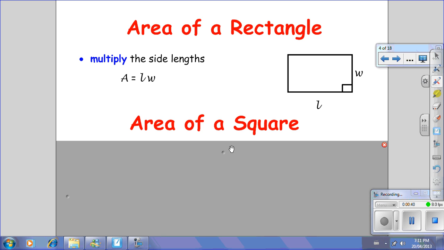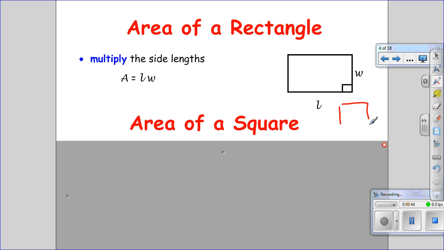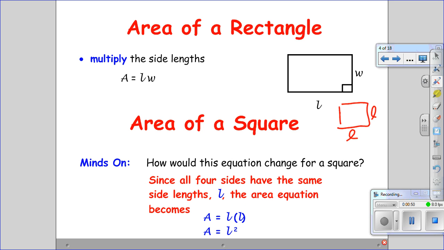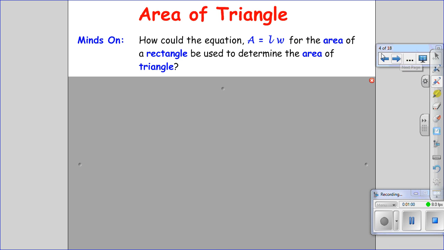Now, if we wanted to find the area of a square, we need to remember that a square is a special case of a rectangle where all four sides are equal, so it's just L times L, and remember to write it as a power, it would be length squared. So I don't have to memorize two formulas. I need the area formula for a rectangle.